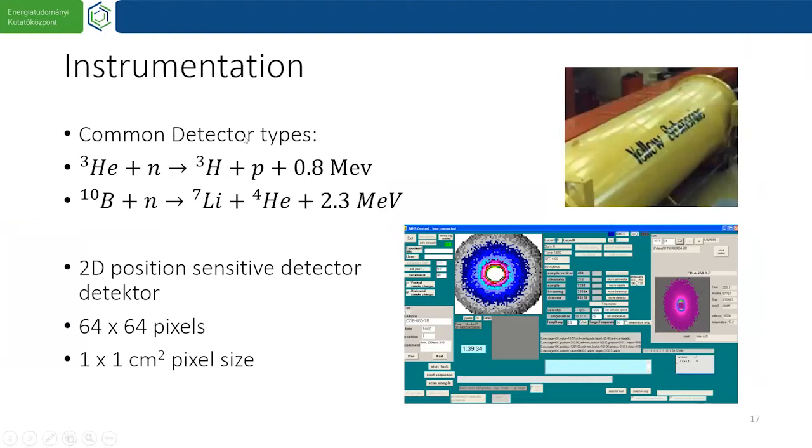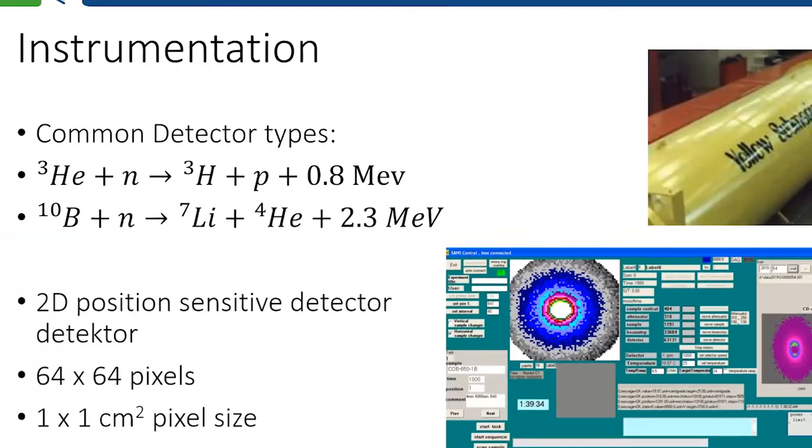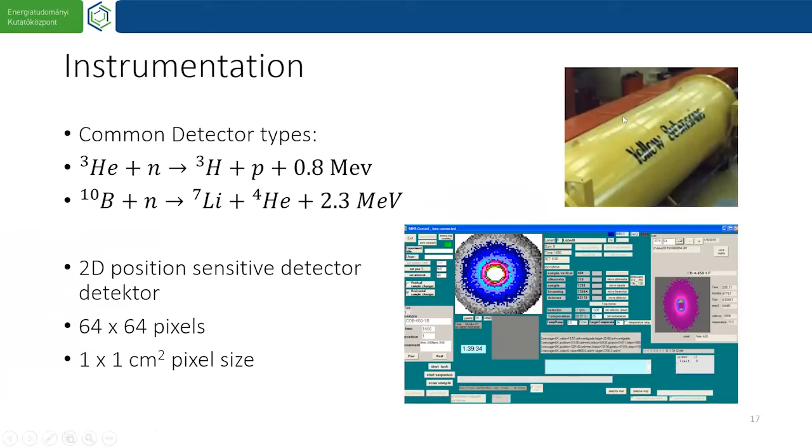Now, what is the main part of the instrument? The most expensive part of the instrument is the detector. The common detector types for neutron scattering work on two principles.